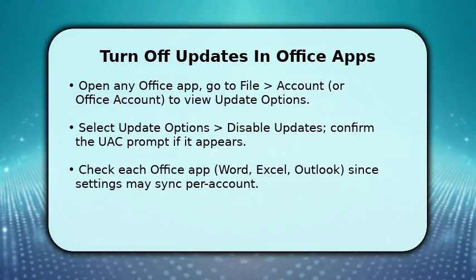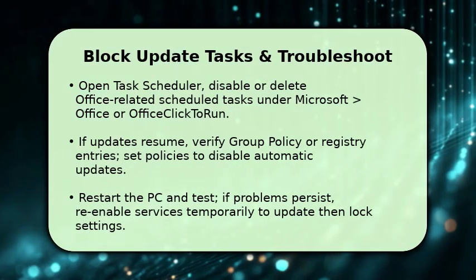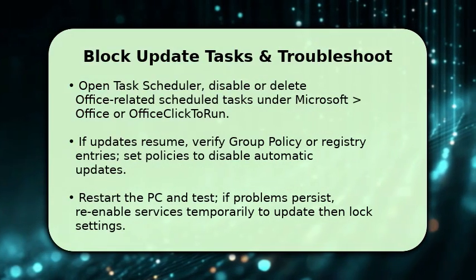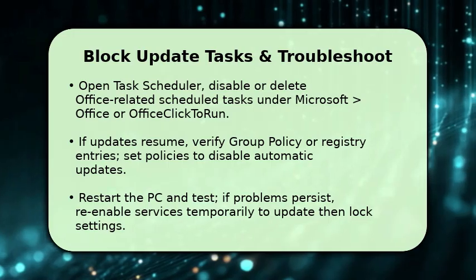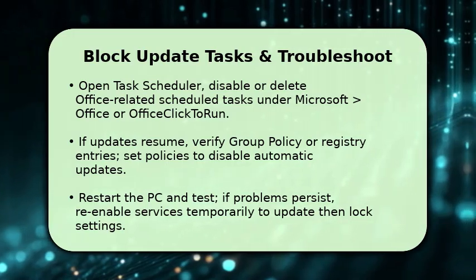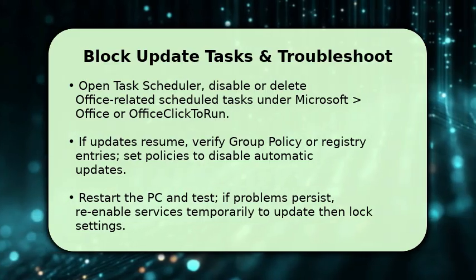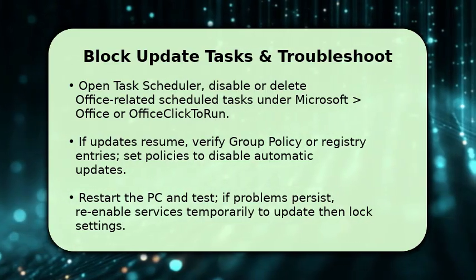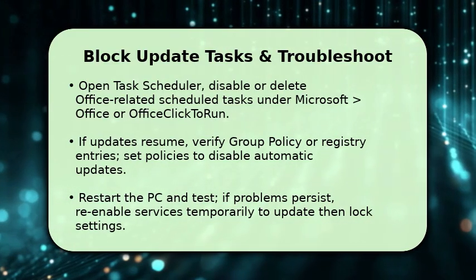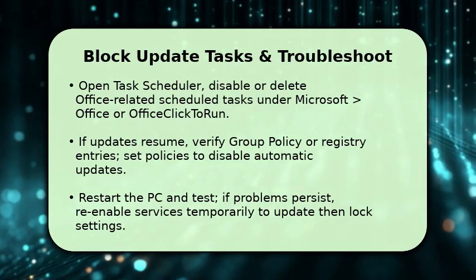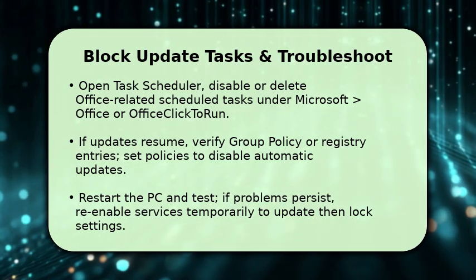Finish by removing scheduled triggers and verifying system policies. Open Task Scheduler and disable or delete any Office-related tasks under Microsoft Office or Office Click to Run. Once that's handled, check Group Policy, if available, or the Registry for Office Update Policies, and set them to disable automatic updates so the OS-level rules match your changes.